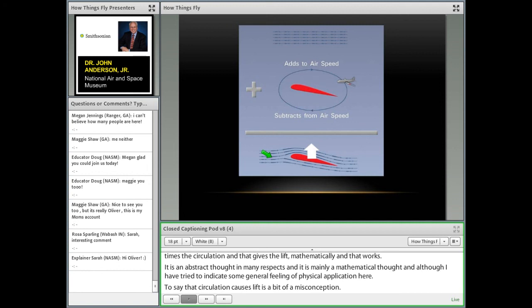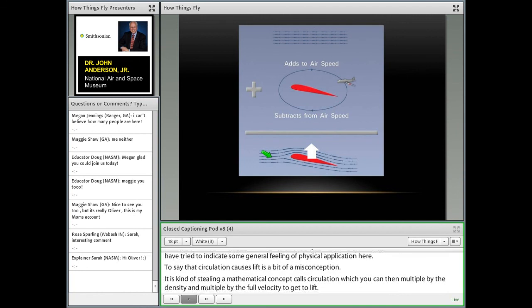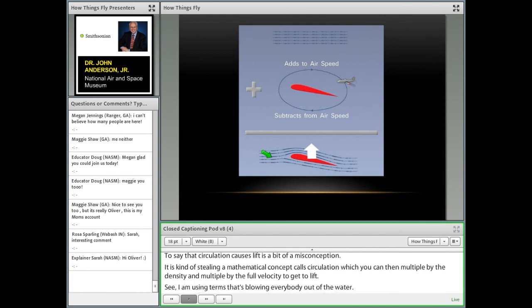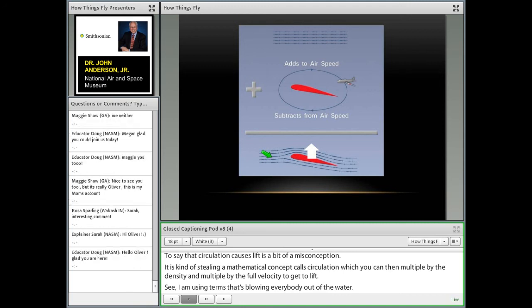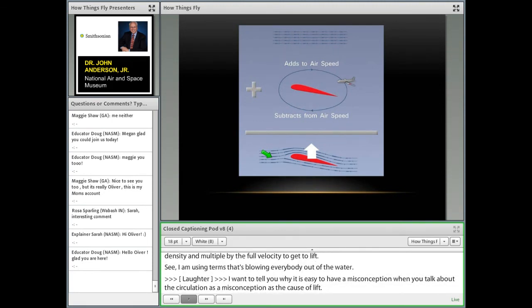That's called the Kutta-Joukowski theorem, by the way. See, I'm using terms that are blowing everybody out of the water. But nice. I want to use this intentionally to tell you why it's easy to have a misconception when you talk about the circulation as the cause of lift. I think we just have to wait until you grow up, take an aerodynamics course, and learn some of the mathematics and the circulation theory of lift.